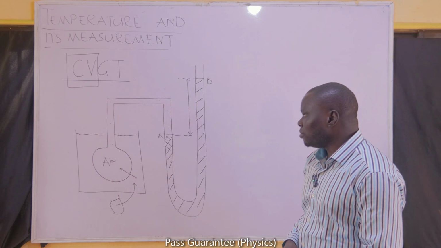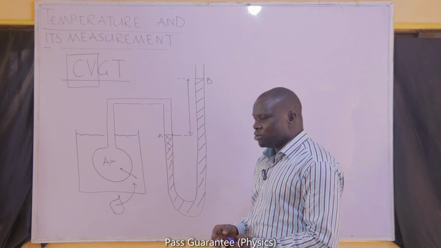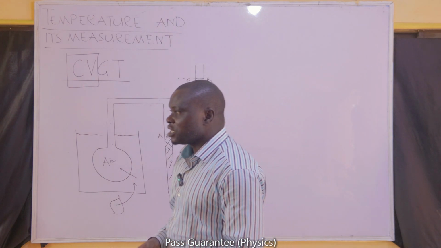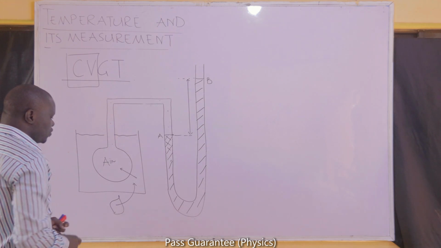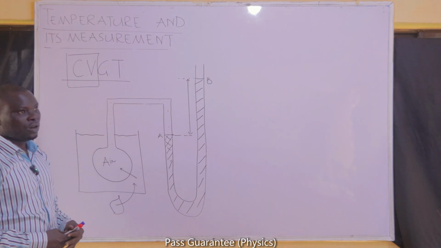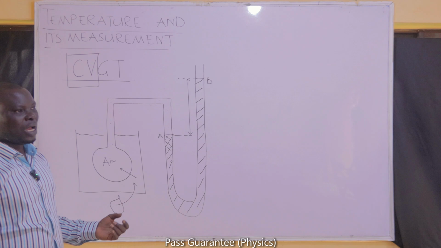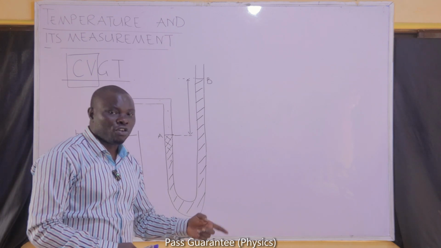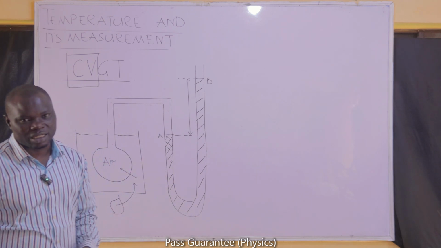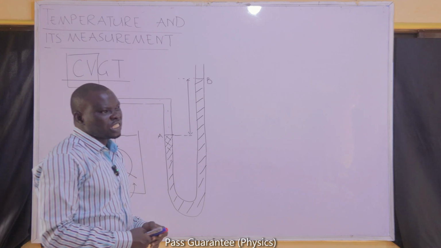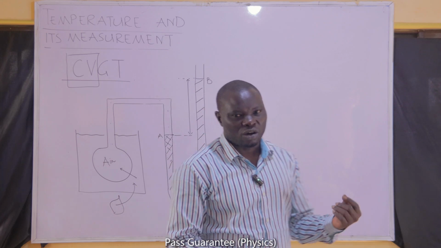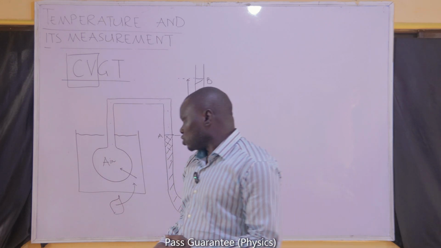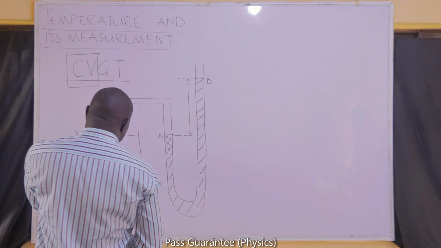The constant volume gas thermometer is the most accurate of thermometers. In fact, it is used to calibrate every other type of thermometer. If a constant volume gas thermometer is used to measure the temperature of a medium, and we get a value, let's say 30 degrees Celsius, we are so sure that the temperature of that medium is 30. A liquid in glass thermometer is not exactly accurate because of the expansion of the container, the vessel, also. But the constant volume gas thermometer is the most accurate thermometer.